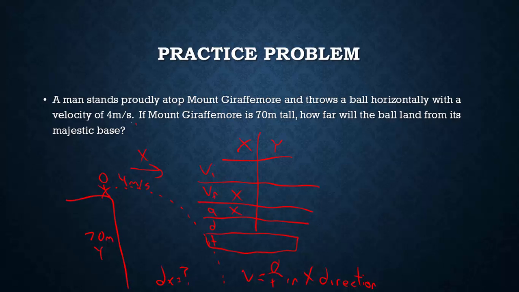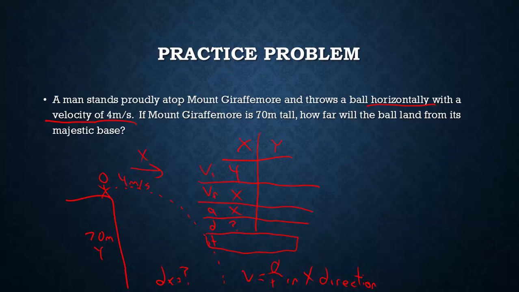We have a velocity of 4 meters per second from it being thrown horizontally, and horizontally means x direction, so the 4 goes here. We want to know distance in the x direction because it says how far will the ball land from its majestic base. Time is the only thing that connects x and y. So time is going to be the same number for both the x direction and the y direction. That's a good thing to know.